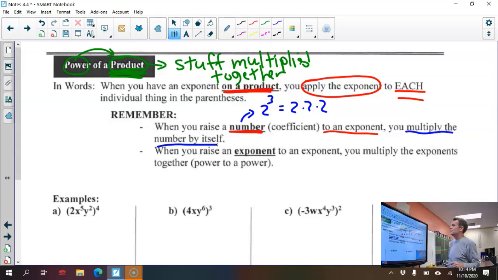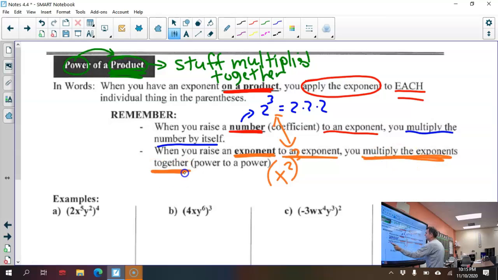But as we've just learned, when you raise an exponent to an exponent, like you have x squared to the 3rd power, so you have an exponent to an exponent, it is not the same as this. These are not treated the same, right? A number to an exponent is different than an exponent to an exponent. When you have an exponent to an exponent, you multiply the exponents together. This would be x to the 6th. Whereas up here, it's 2 times 2 times 2, which is 8.